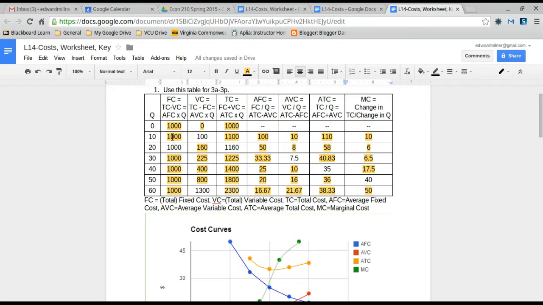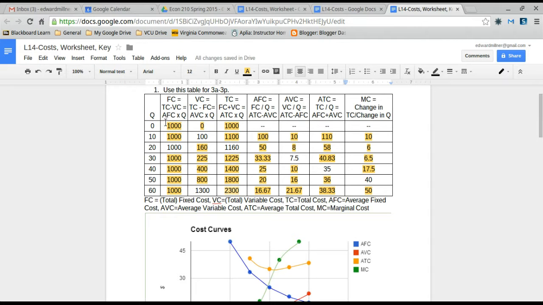The first question asks, what is fixed cost in the entire column? You were told fixed cost was 1,000 when quantity was 20. Well, fixed cost is constant. It's the easiest column to figure out. If it's 1,000 in one row, it's 1,000 in all the rows. So we just put 1,000 in each cell in the column for fixed cost.